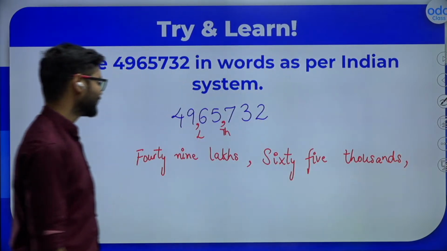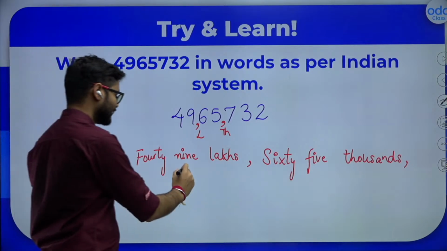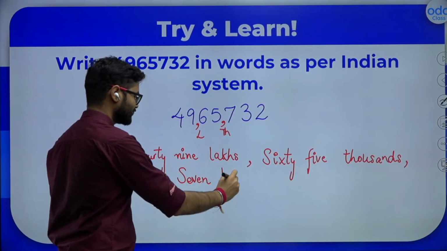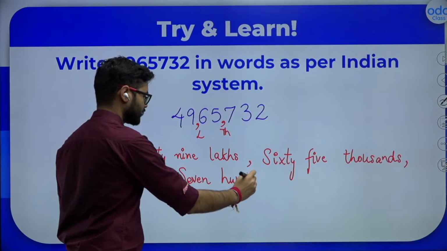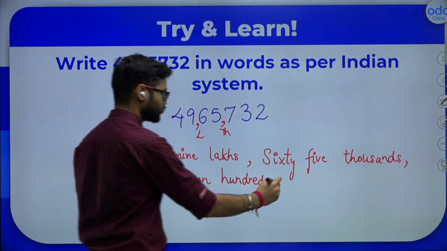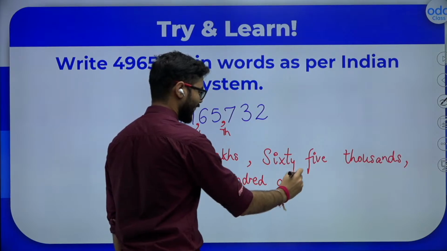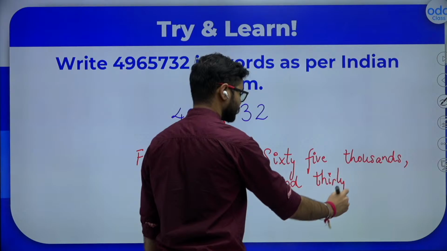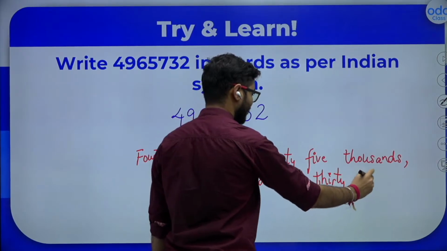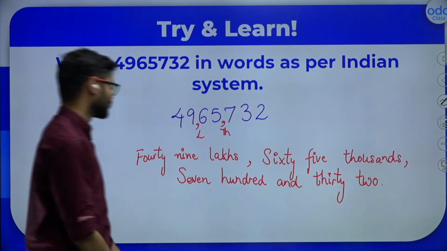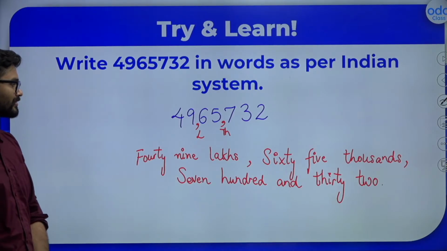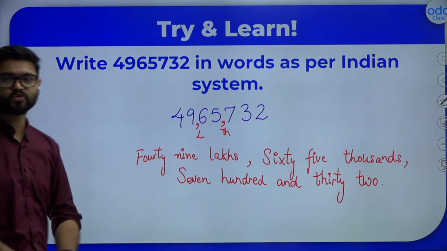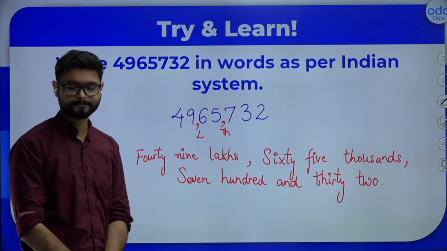So we have 49 lakhs 65 thousand, seven hundreds and 32. 732. That is how I can write a number. So 49 lakhs 65 thousand 732. That is how we can represent a number.